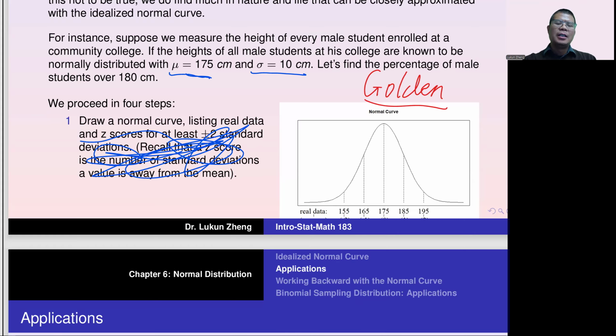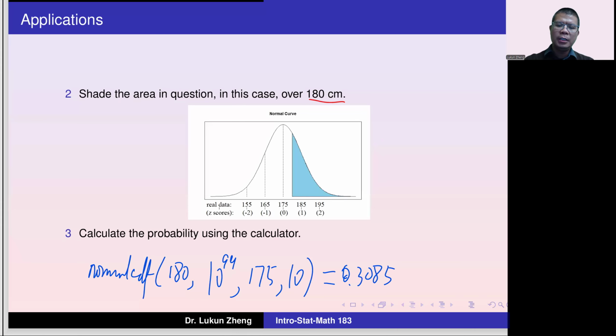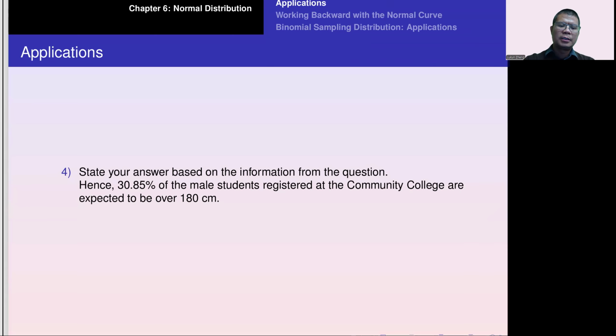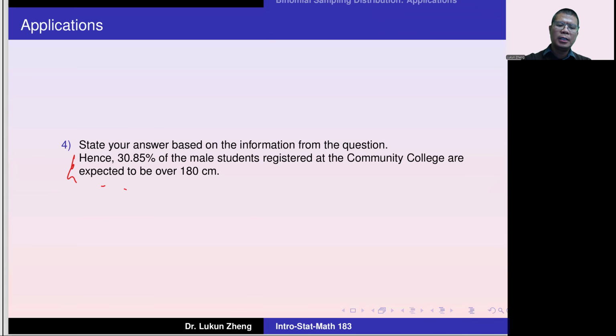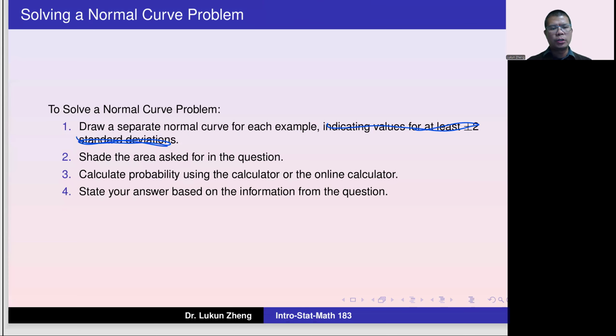Anyway, the procedure: draw a normal curve, and shade the area over 180. Then calculate the probability, and state your answer. Basically, that's how we solve normal curve probability problems: draw the normal curve, shade the area, calculate the probability, and state the answer.